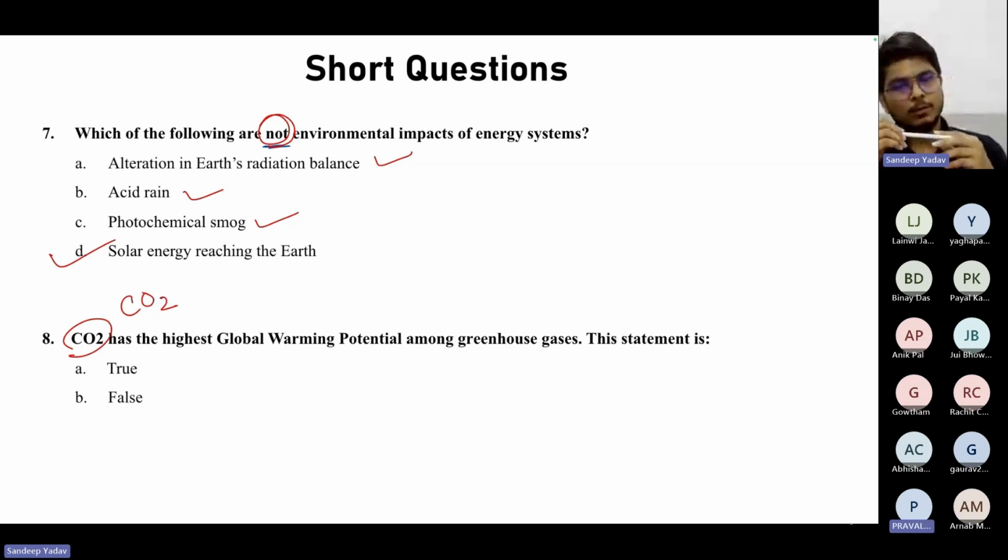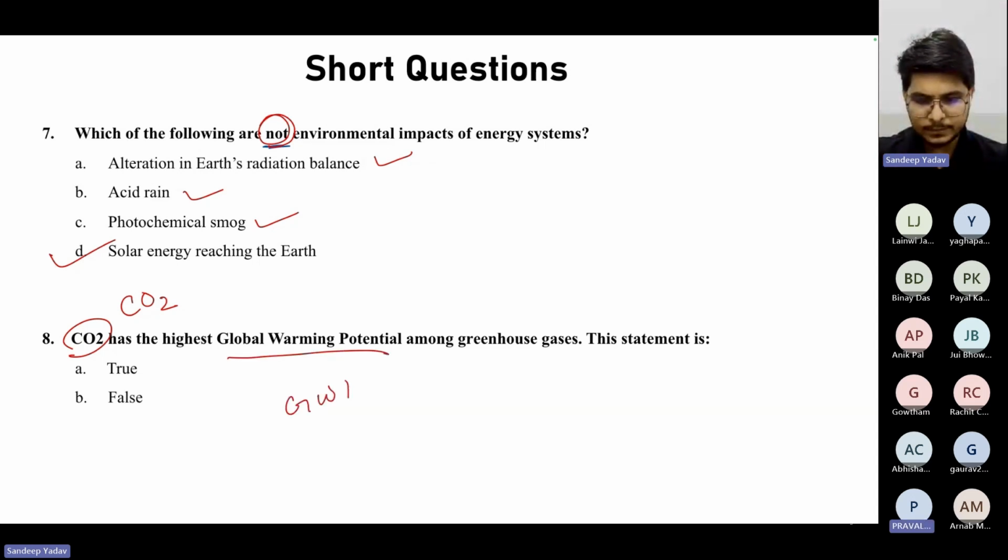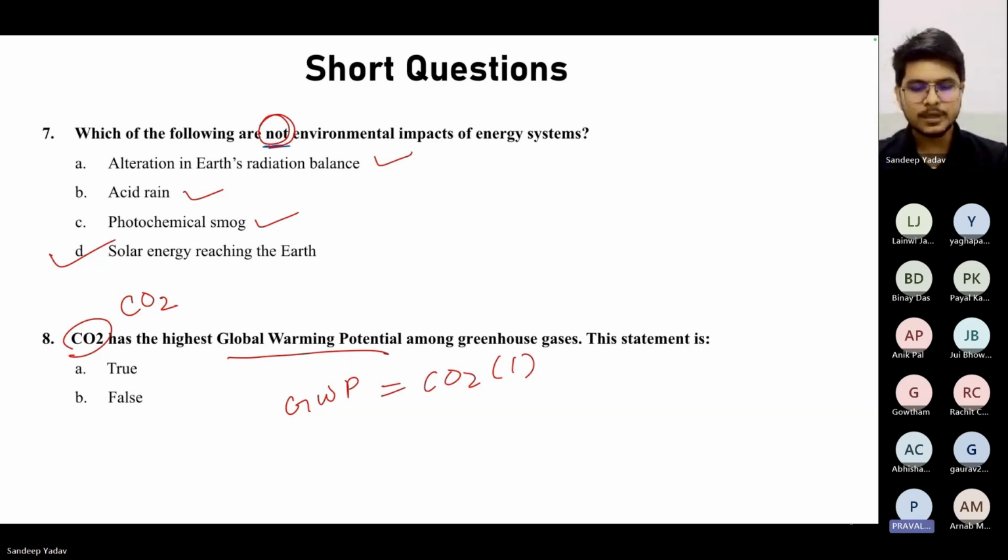CO2 has the highest global warming potential? No, CO2 is a baseline that we can compare. As we have seen, global warming potential, that is GWP, for the CO2 it is 1. So that's a baseline for global warming potential, and that's not the highest. So that statement is false.